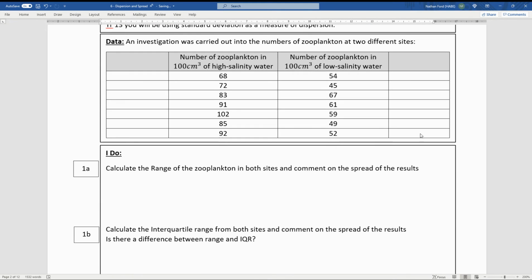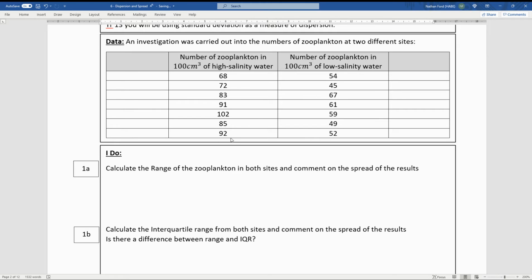In this first one, an investigation was carried out into the number of zooplankton at two different sites. We had some in high salinity water and some in low salinity water. What it's going to ask us to do is compare the dispersion, the spread of these results. The first one has us looking at range. So let's look at the range.